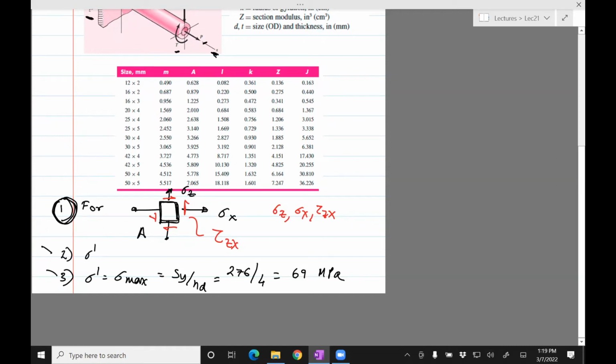Once we compute those, we can find the von Mises stress, sigma prime. And once you know the von Mises stress, we need to equate that to the maximum stress. But the maximum stress in this case would be the yield stress divided by the factor of safety, which is 69. So we're looking at 69. So we did part 3. We just need to figure out what 1 and 2 are. Okay, so let's go and do step 1, which is probably the most important one, and that sets up for 2 and 3.